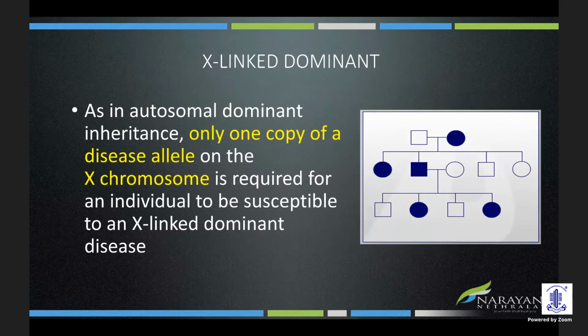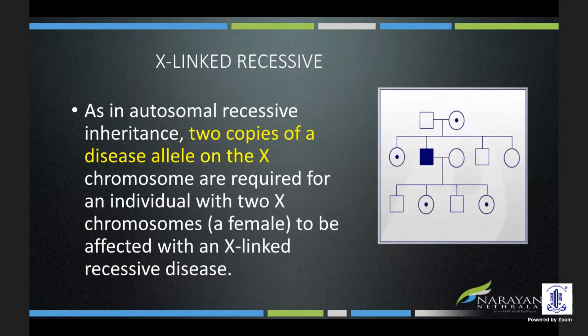X-linked dominant is just like an autosomal dominant, but the mutation happens in the X chromosome, where only one copy of the disease allele on the X chromosome is required for an individual to be susceptible to the disease. So males and females equally get affected. Whereas X-linked recessive is slightly different. It is like an autosomal recessive.